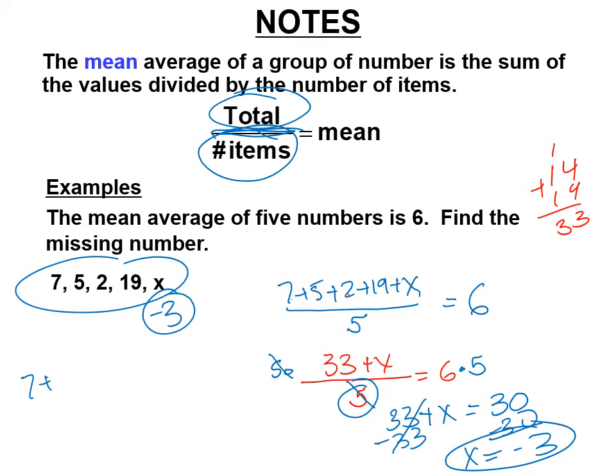Because if, say, let's go back and do it forward. 7 plus 5 is 12, plus 2 is 14, plus 19 is 33, right? Plus negative 3 is 30, right? And so 30 divided by 5 is the only thing that makes 6. The mean average of those 5 numbers was 6.